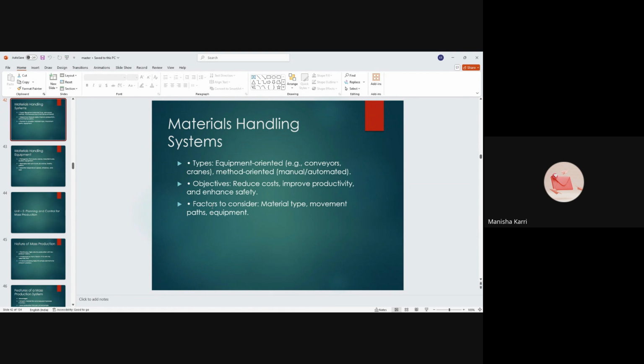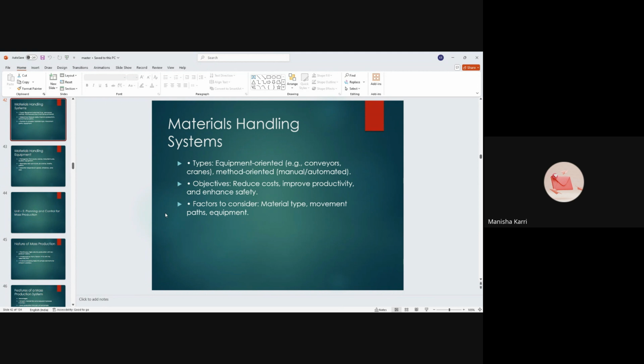The purpose of these method-oriented systems is that they can involve human workers moving items, or fully automated methods for greater speed and more efficiency. This is nothing but method-oriented systems. Next, coming to the objectives of these materials handling systems: reducing costs, because streamlining the movement of materials saves time and material, and automatically reduces the cost. Another objective is to improve productivity. Speeding up the processes to keep production flowing more smoothly will automatically improve productivity.